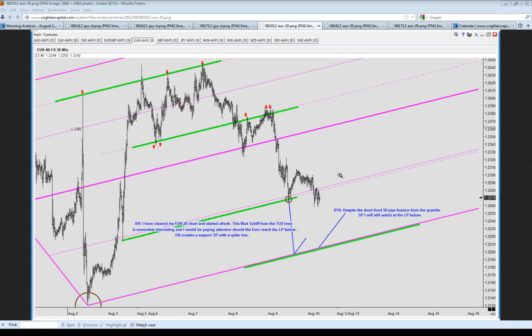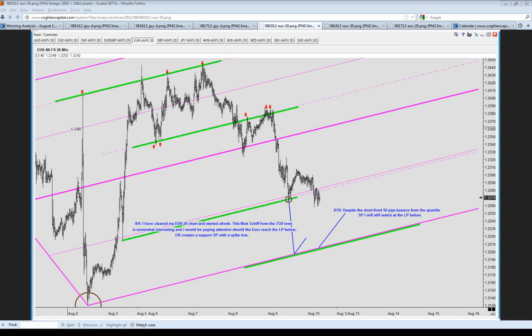So just a quick look at two of the charts that we've been following over the last week or so. This one is the euro, on a 20-minute chart, and really what I'm trying to show here is looking at both 20-minute time frames as well as something larger. The next will be the dailies.